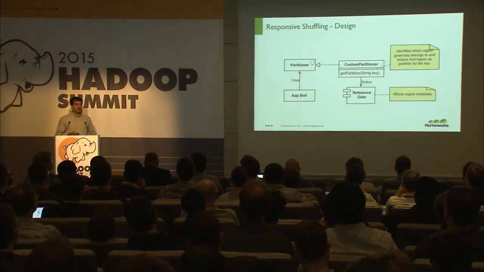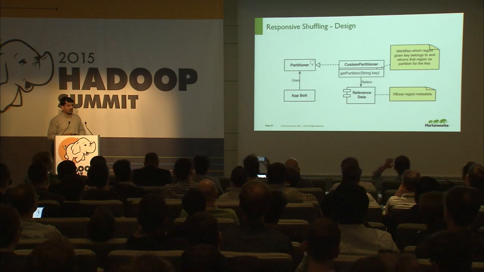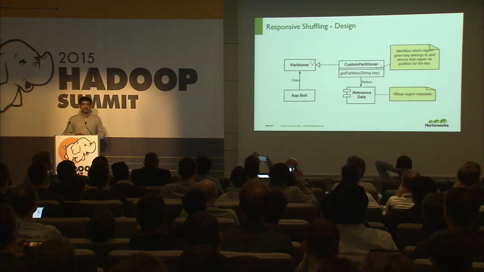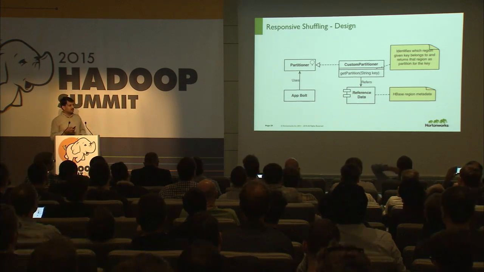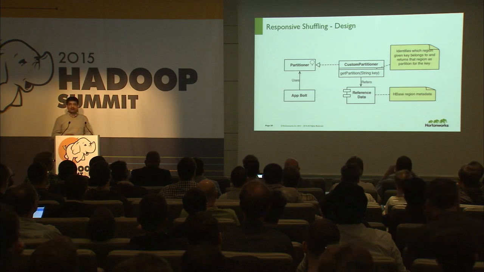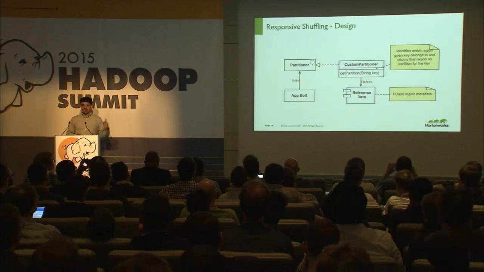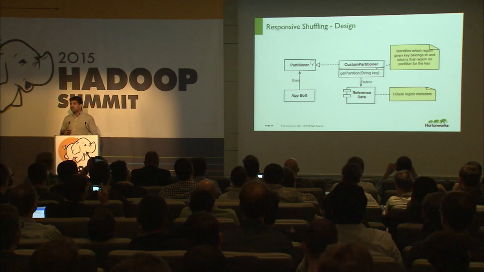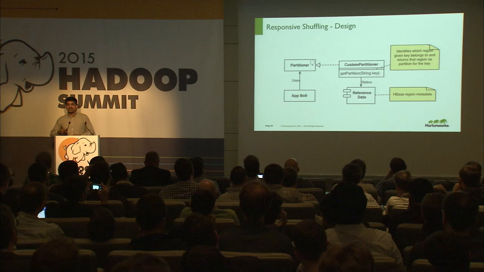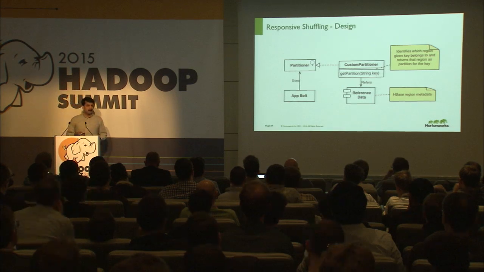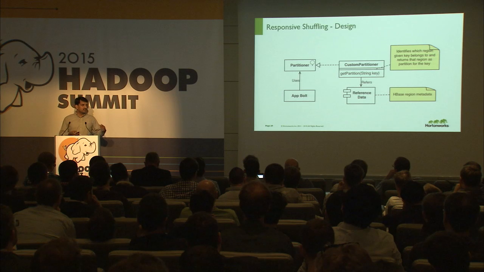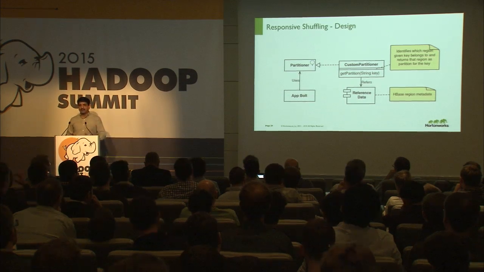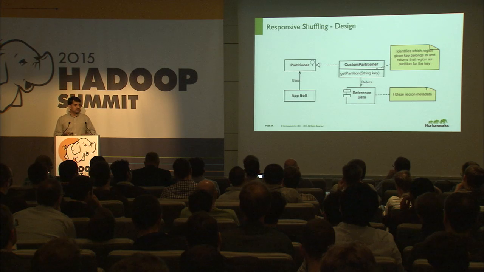Now, what you can do is have responsive shuffling. Basically, you can have the application bolt use a partitioner. It uses the partitioner interface, and you can have a custom implementation of this interface. This custom partitioner can use reference data. In our example, our custom partitioner is going to be an HBase region aware partitioner, which goes to HBase, gets its region metadata, and uses that metadata to identify which particular region a given record belongs to. As the regions start changing, this partitioner can go back to HBase, get the new metadata, and adapt to the changing region layout.